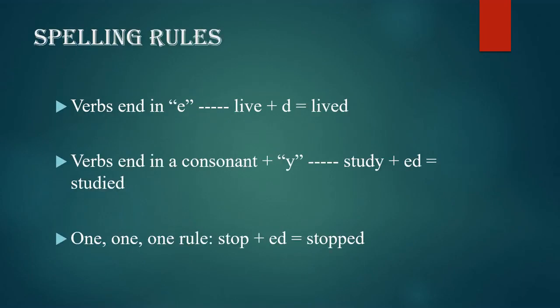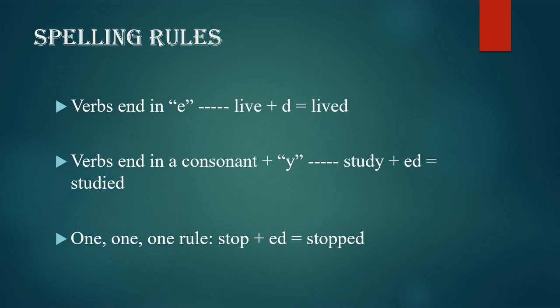So there are some spelling rules. For verbs that end in e, when we want to add ed, we only add d at the end of the infinitive. Like live becomes lived with only one e. For verbs that end in a consonant and y, like study, the y changes to i and then we add ed, so it becomes studied. Remember that if we have a verb like play that ends in y but before y we have a vowel, we don't change y into i, we just add ed at the end of the verb.